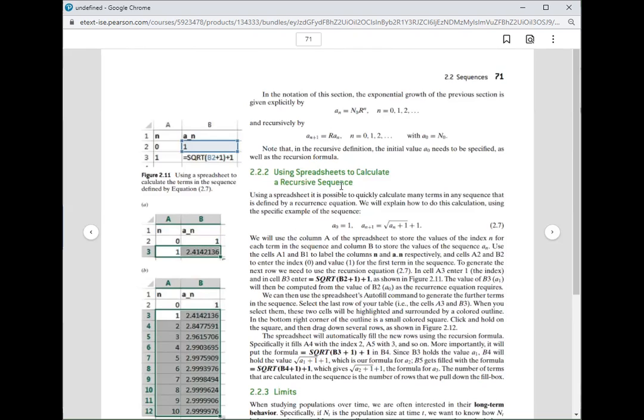You can call it a recursive sequence. For example, a0 equal to 1 and then a n plus 1 equal to this, right? So we will use column A of the spreadsheet to store the value of the index n for each term in the sequence, and then column B to store the values of the sequence an. You can see this on the left here.